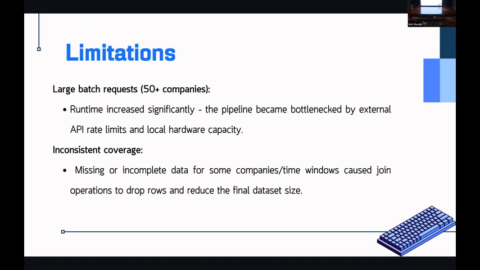And so we've had the following limitations within our whole product. The first is large batch requests, since we are limited in the ingester by the API rate limits. So we weren't able to get data from more than 50 plus companies, as that limited our whole pipeline. And also inconsistent coverage: missing or incomplete data for some companies' time windows caused join operations to drop rows and columns and reduce the final data size.